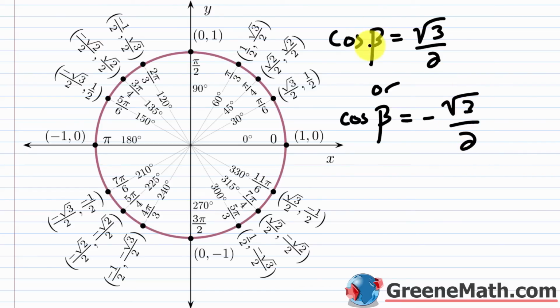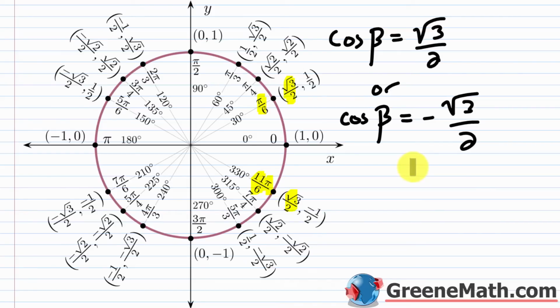So for beta here, we're going to look in quadrants 1 and 4, where cosine is positive, and I'm looking for an x-coordinate of square root of 3 over 2. So right here at pi over 6, and then coming down here, it's going to be at 11 pi over 6. So notice it's pi over 6 here, and then a pi over 6 reference angle here at 11 pi over 6.